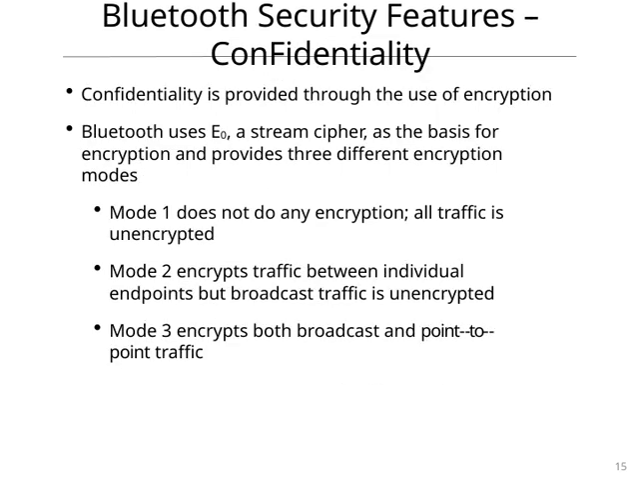Let's talk about Bluetooth security features, specifically confidentiality. Confidentiality is crucial because it ensures that the data transmitted over Bluetooth remains private and protected from eavesdropping. And the way Bluetooth achieves this is primarily through encryption. Bluetooth uses a stream cipher called E0 to encrypt data.